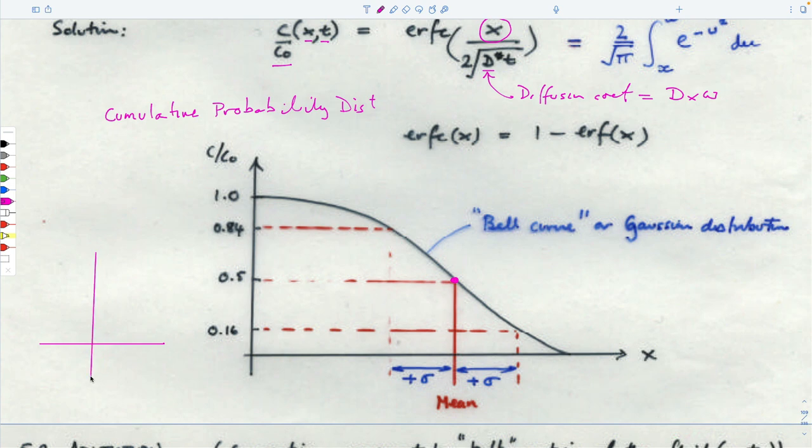that they're equivalent to each other. And it would look like this.